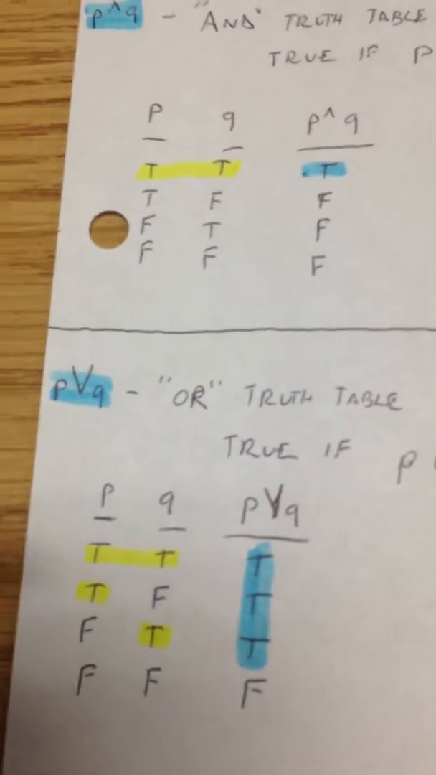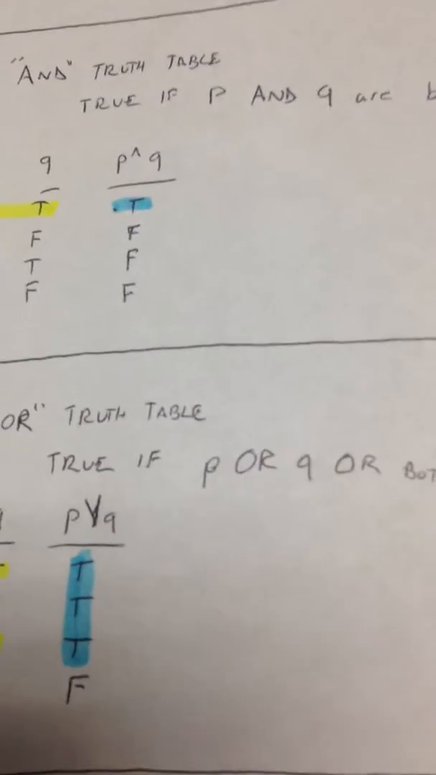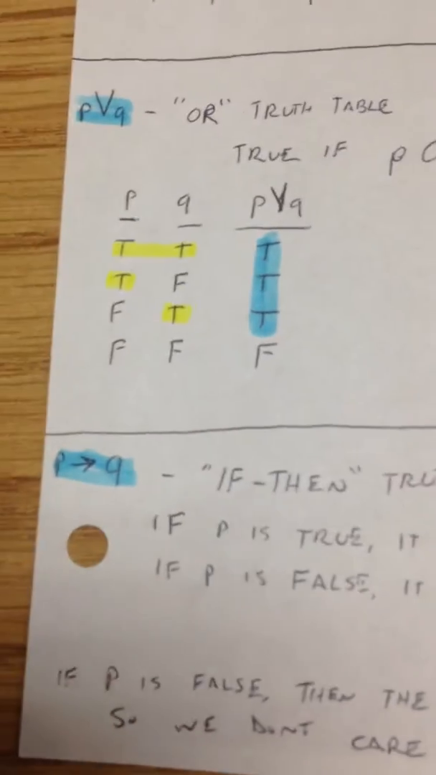Or, just like it sounds, either P or Q is true. So P or Q, there's a true, so that's true. There's a true, so that's true. There's a true, so that's true. There's no true in there, so it's false. Let's take a look at if then.